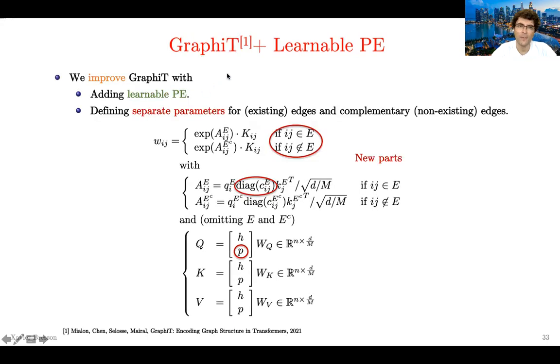We also augment Graphormer by adding this learnable positional encoding. And we also separate the parameters between edges and non-existing edges. So again, you're going to have here the diffusion distance, Kij. We're going to have the edge feature, and we're going to have the positional information that we add, we concatenate to the structural information.